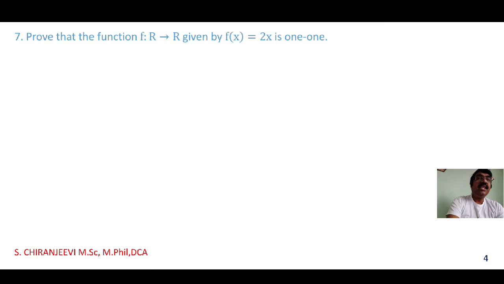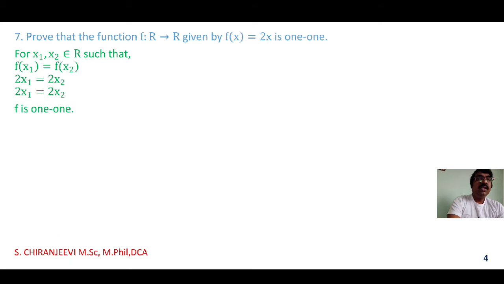Next, prove that the function f from capital R to capital R given by f of x equal to 2x is one-one. So let us take x1, x2 belonging to R such that f of x1 equal to f of x2. So f of x is 2x. So f of x1 will become 2x1 equal to 2x2. So 2 will cancel. So it will be x1 equal to x2. So f is one-one.